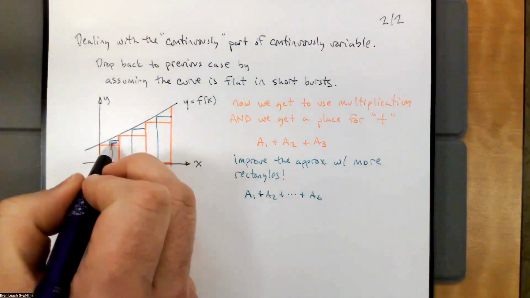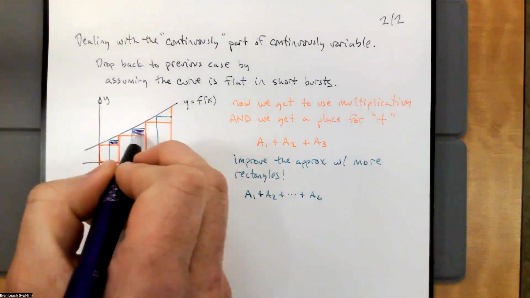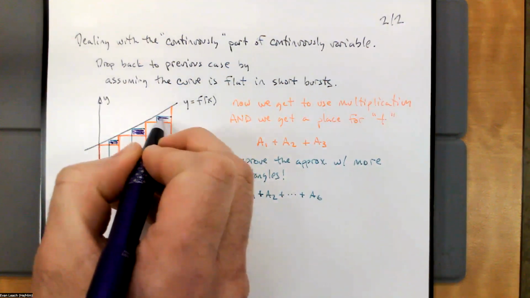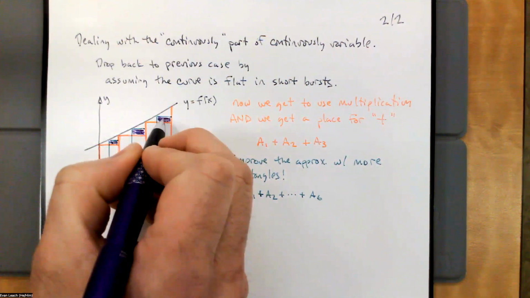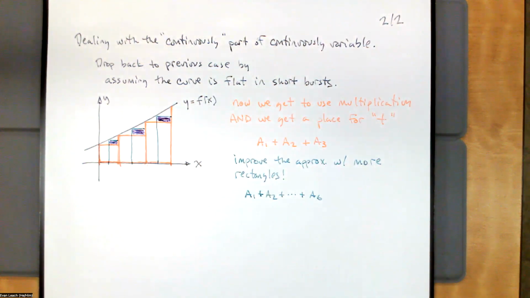This is like when we're using things like the midpoint formula and the trapezoidal rule. In this case, I'm using a left endpoint approximation, just with twice as many rectangles. So there's some more area that we are now including.